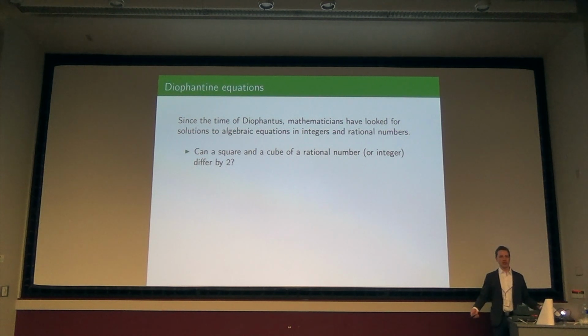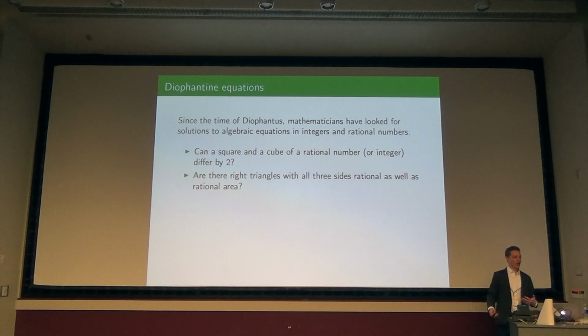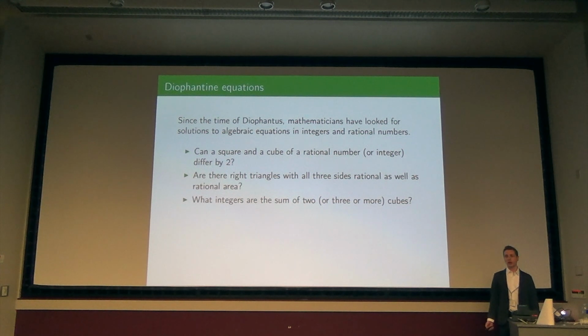That's the kind of thing that people were interested in very early on. Are there examples of such a thing? I'll leave you to think about that. Are there right triangles with all three sides rational as well as rational area? And what integers are the sum of 2 or 3 or more cubes? So that's another example where we're trying to study solutions to algebraic equations.